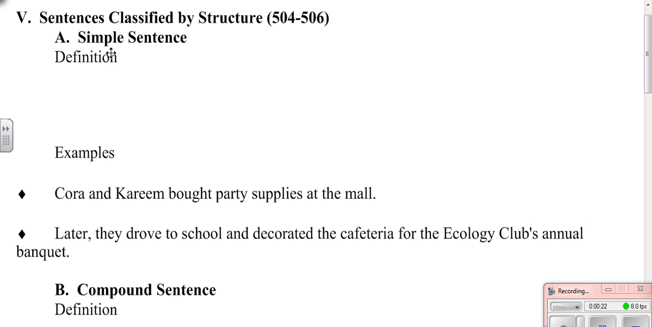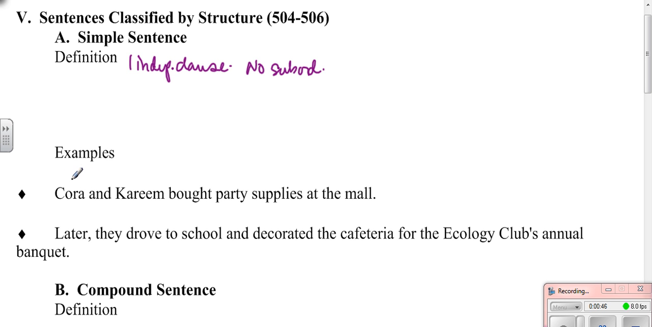So for example, a simple sentence is going to be exactly that. One independent clause. No subordinate clauses. This is our most basic sentence. Now it can have phrases, it can have other modifiers, it just cannot have any subordinate clauses.